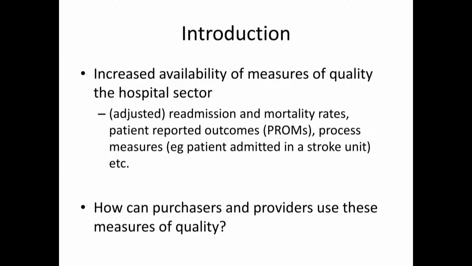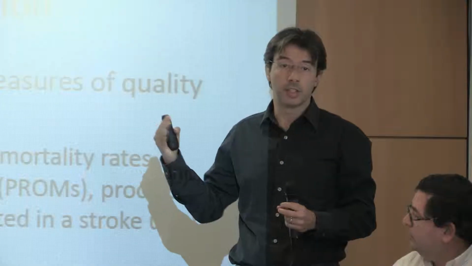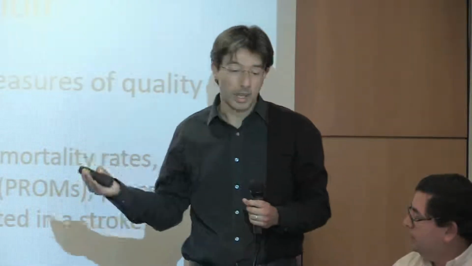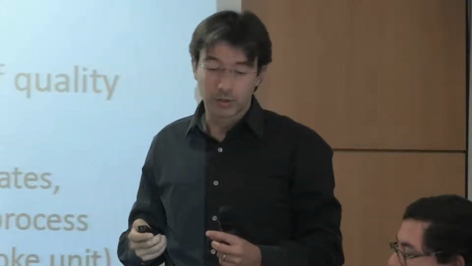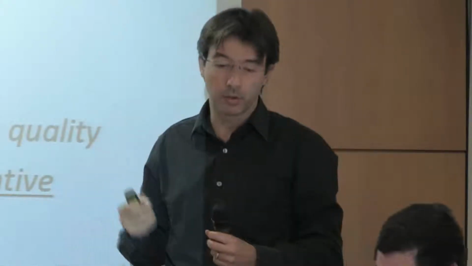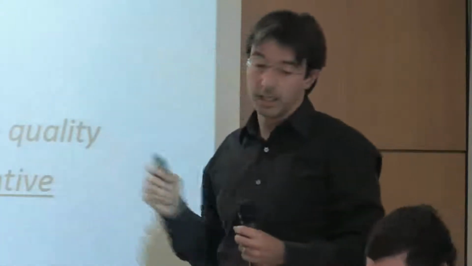So we increasingly see lots of quality measures developed. This can be readmission rates, mortality rates. We increasingly see patient-reported outcome measures. We see some process measures of quality, like in the stroke example, whether a patient is admitted to the stroke unit. And then basically, once this information is there, we can use it in a useful way. So purchasers and providers can make use of this. One use of these quality measures is to do pay for performance. So what's pay for performance? It means that you can pay and encourage providers to deliver better quality by just paying for it. So that's what pay for performance is, attaching monetary incentives.